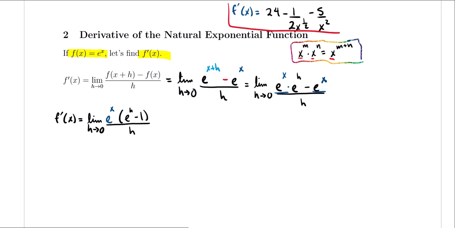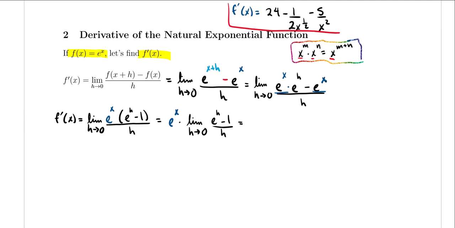So what about this e to the x? Is it being affected by the limit? No, x is not changing. It's the h that is changing. So for all intents and purposes, you can think of this e to the x as kind of like a constant. It's not really being affected by the limit. So I'm going to go ahead and take it outside of the limit, and that's going to give us then an e to the x times the limit as h approaches 0 for (e to the h minus 1) all over h.